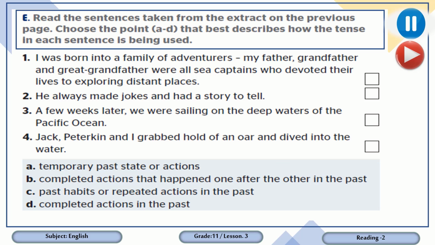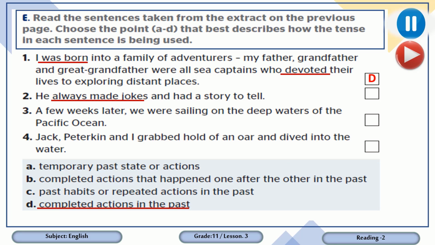Okay, now it's time to check the answers. Number 1. I was born into a family of adventurers. My father, grandfather, and great-grandfather were all sea captains who devoted their lives to exploring distant places. So, which description have you given to sentence number 1? Excellent, letter D, because it indicates completed actions in the past. Very good. Number 2.